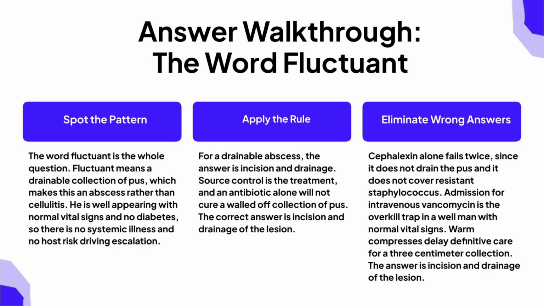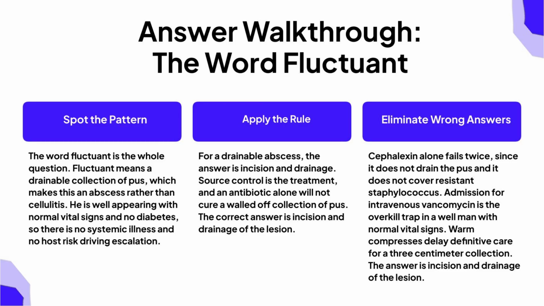The word fluctuant is the whole question. Fluctuant means a drainable collection of pus, so this is an abscess, not cellulitis. He is well appearing with normal vital signs and no diabetes, so nothing pushes you to escalate. Apply the rule. For a drainable abscess, the answer is incision and drainage. Source control is the treatment, because an antibiotic alone cannot cure a walled-off collection of pus.